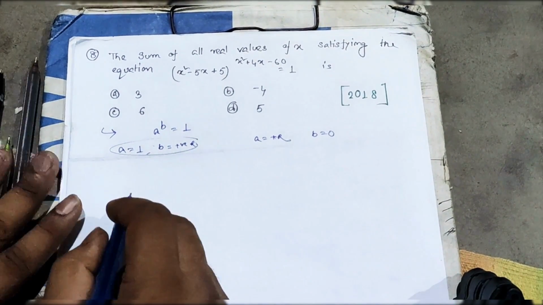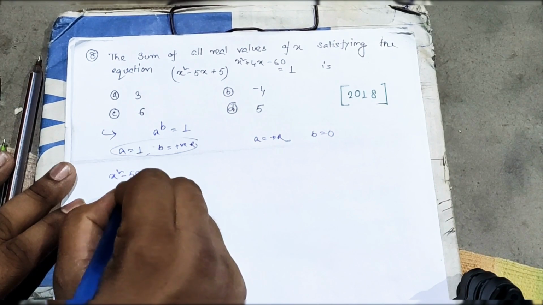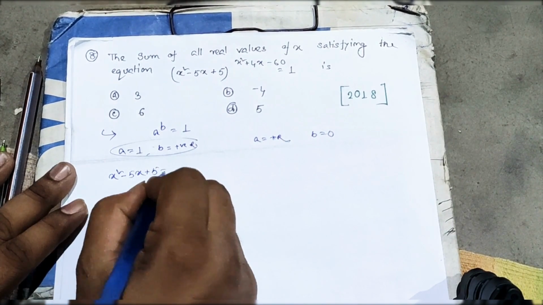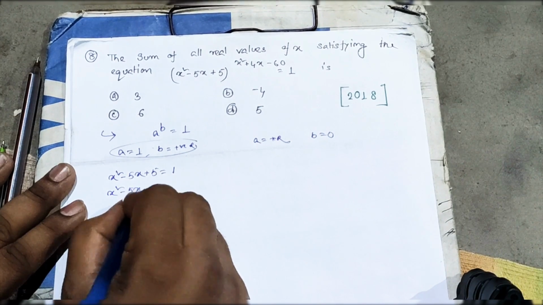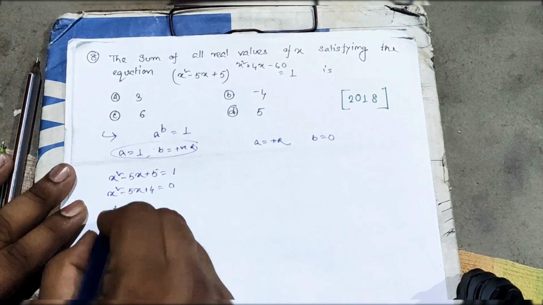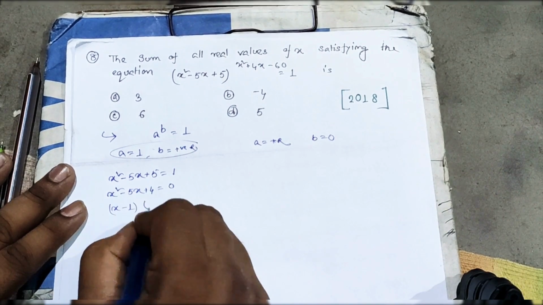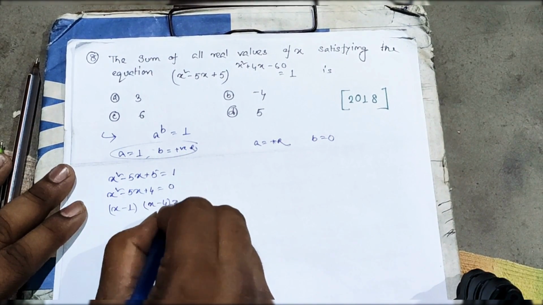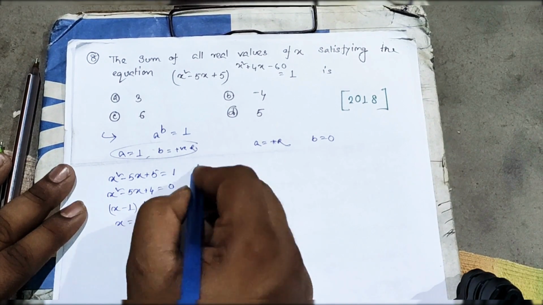So first case, I take x square minus 5x plus 5 equals to 1. So I will get x square minus 5x plus 4 equals to 0. I will get (x minus 1) multiplied by (x minus 4) equals to 0. So from here I can get x equals to 1 and 4.